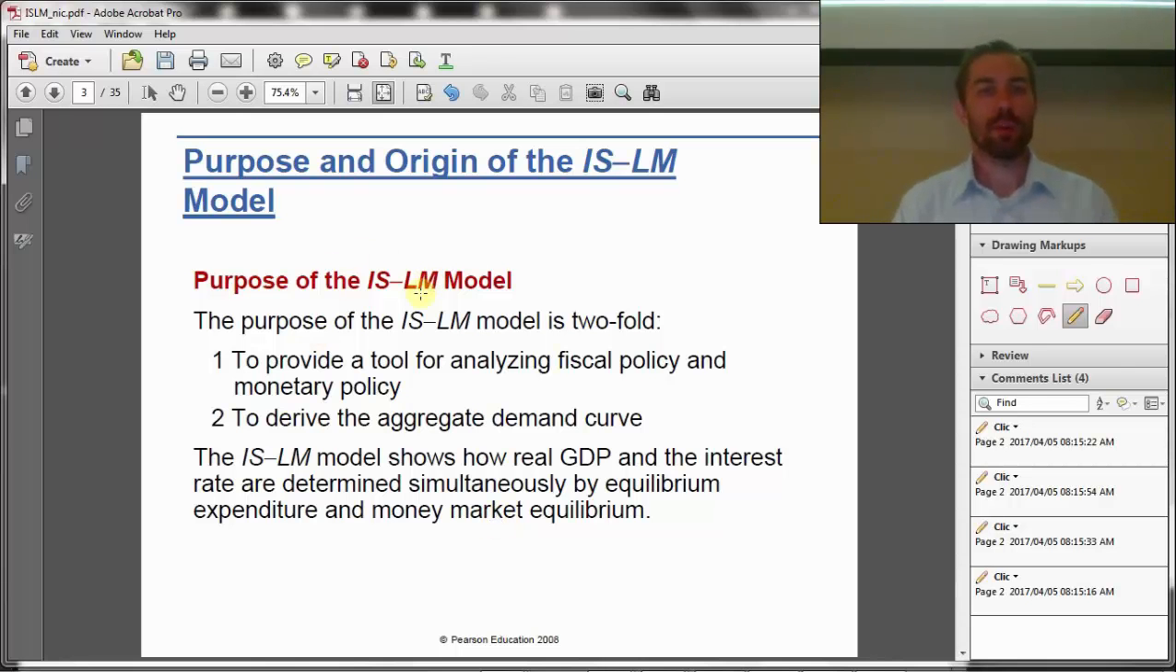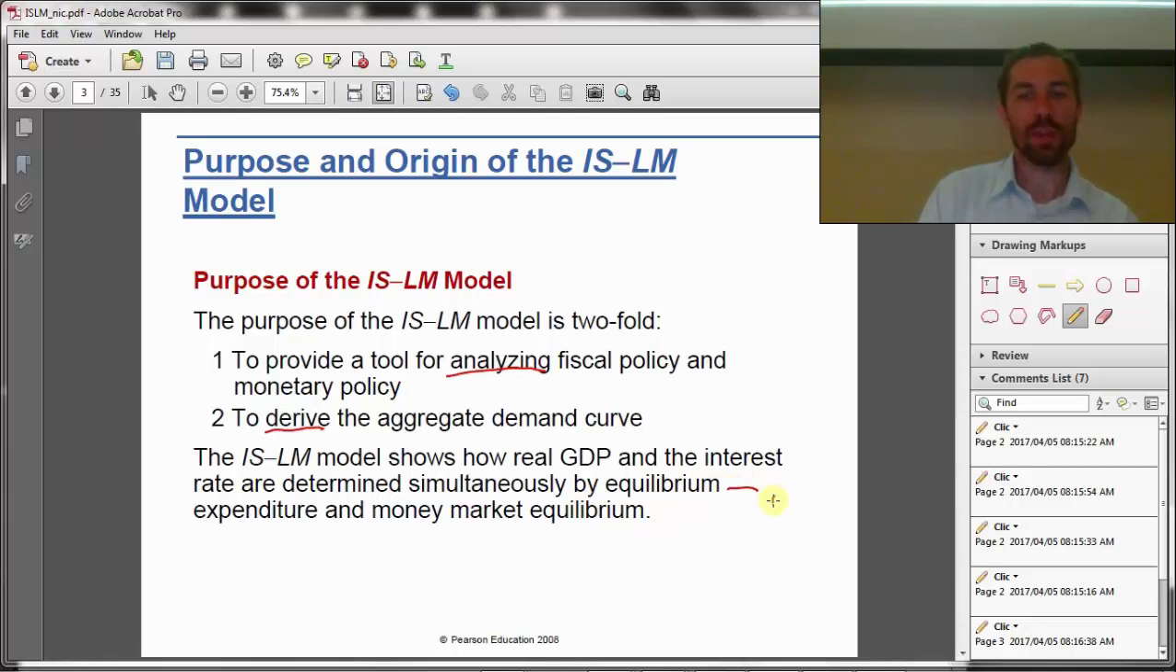Why do we have the ISLM model? As I said, it provides a tool for analyzing fiscal policy and monetary policy. Ultimately, we can then use it to derive aggregate demand. The ISLM model shows how real GDP and interest rates are determined simultaneously by equilibrium expenditure and money market equilibrium. In other words, equilibrium in the AE model, the aggregate expenditure model, and equilibrium in our money market. Okay? We bring those two together. By doing so, we are bringing together real GDP and interest rates.